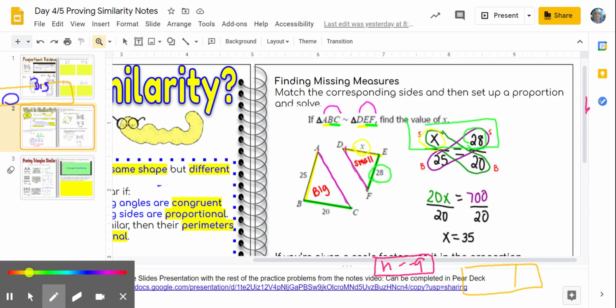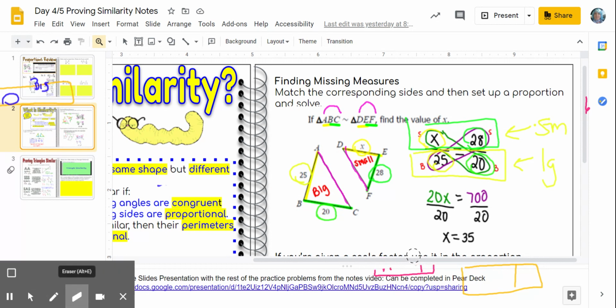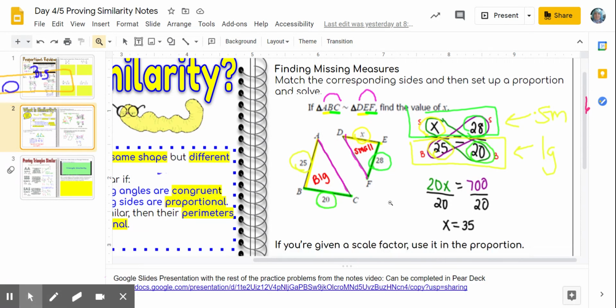And then I've got the yellow side that goes with the yellow side and the green side that goes with the green side. And both of them are in the big triangle. Okay, so small is on top and large is on the bottom. And you've got to match up the sides. Setting that proportion up is the hardest part, okay? Once you set up the proportion, you are golden because everybody is good at doing proportions, right? But this is the hardest part, and that's what we're going to practice literally for the rest of the week.